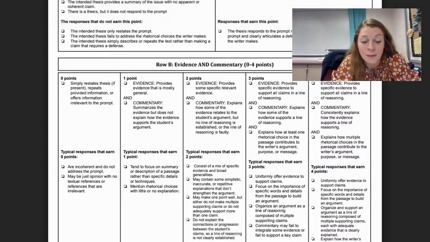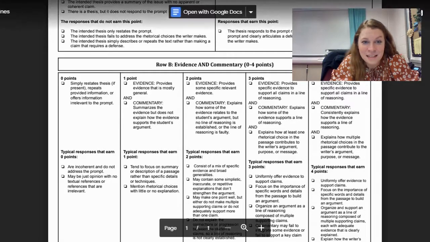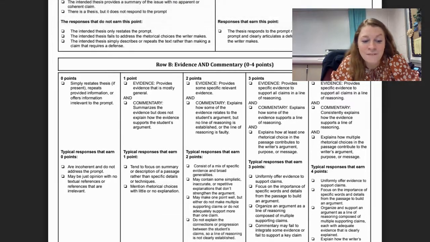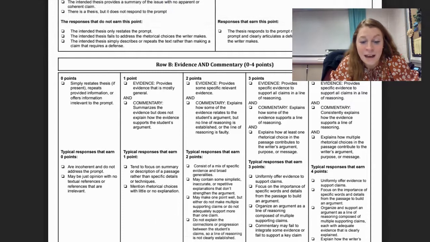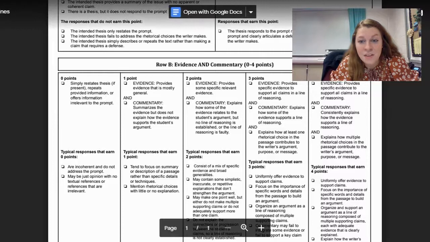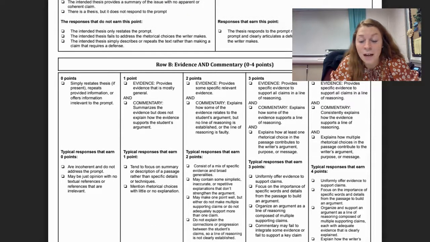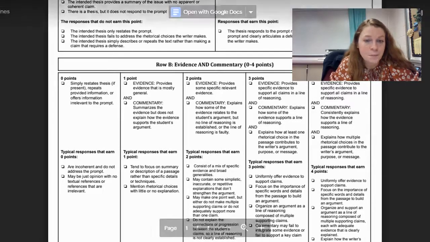So 0 to 1 points. I want you to write inadequate above this bracket, and then also write 50 to 300 words. Above the 2 points, I want you to write adequate and write 250 to 400 words. And then the 3 to 4 points, I want you to write effective and write 400 to 800 words. You can pause this video whenever you want.